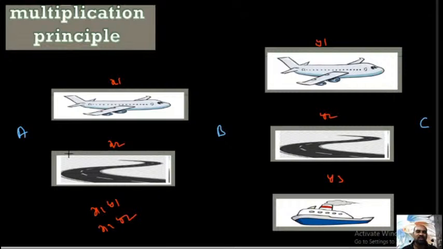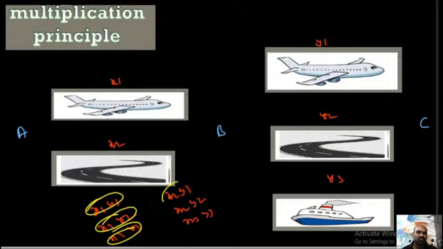What is the meaning of x1 y2? He can travel by airway, after that roadway. So x1 y3, x2 y1, x2 y2, x3 y3. These are the possible options: 1, 2, 3, 4, 5, 6.